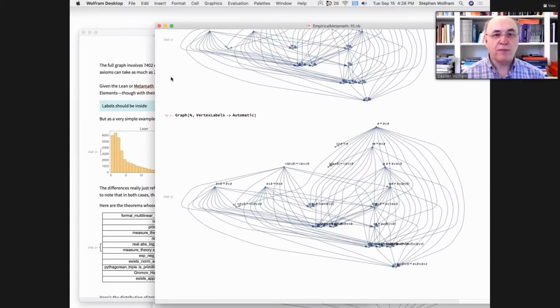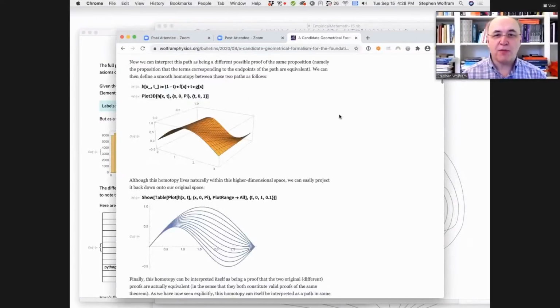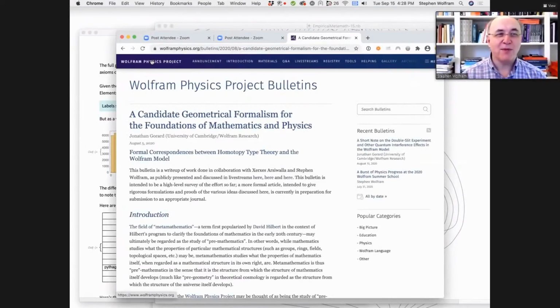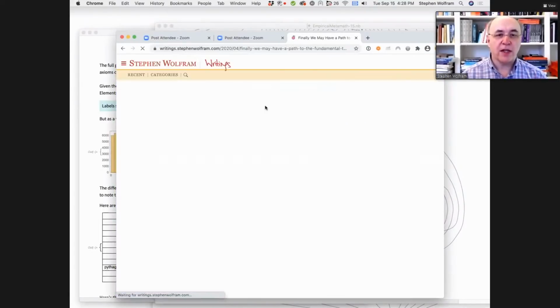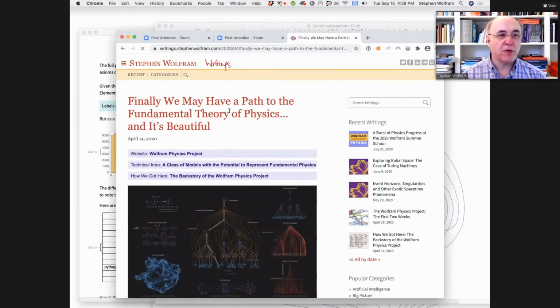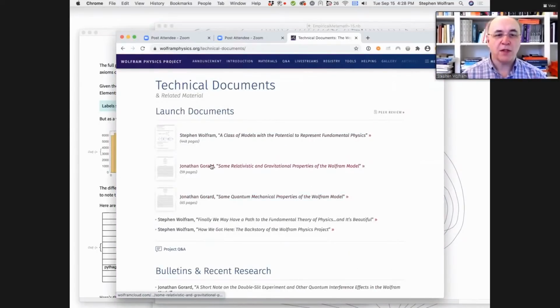We have this whole website about our physics project. Now I'm going to guess at the optimal thing for you in particular, because there are different entry points. The somewhat non-technical entry point is this announcement post I made. If you want something more mathematical, I recommend Jonathan's couple of papers about relativity and quantum mechanics.